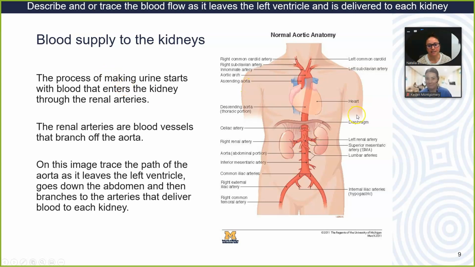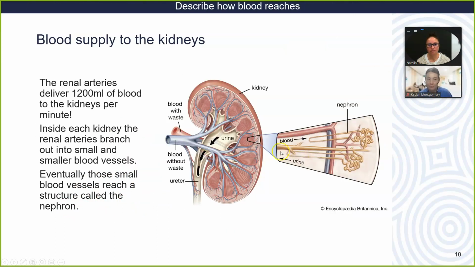All right, so let's have a look at how we make urine. It all starts with blood going into the kidneys. So here we go, blood comes down here and it goes bang into the kidneys. So you've got the renal arteries branching off the abdominal aorta. Now make sure you do the little activity here. Here we go. Now look at this. The kidney gets 1.2 litres of blood per minute. That's a lot of blood going into the kidney.